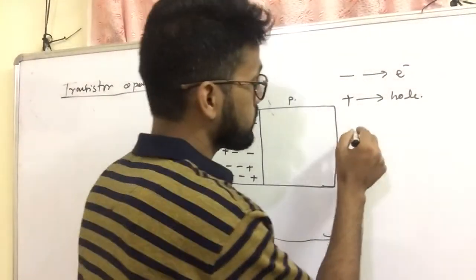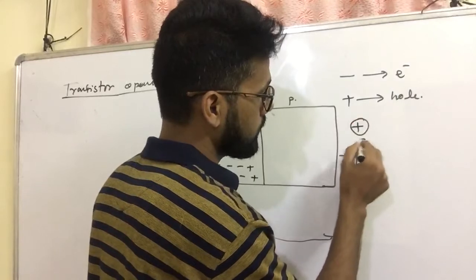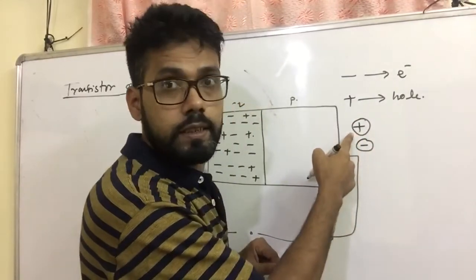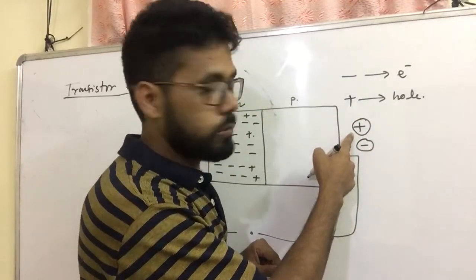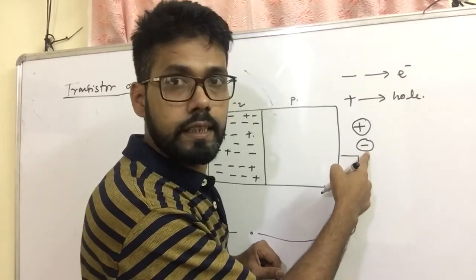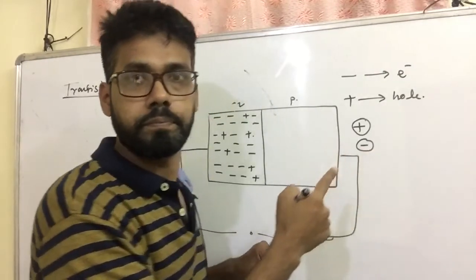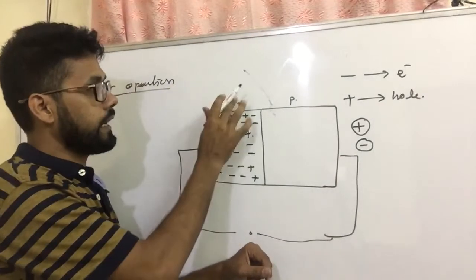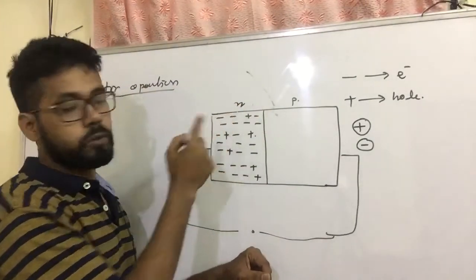Do not confuse this positive circle or negative circle. The positive circle does not mean a hole, and the negative circle does not mean an electron. It is an ion. Here is the N side. Is it positive or negative?